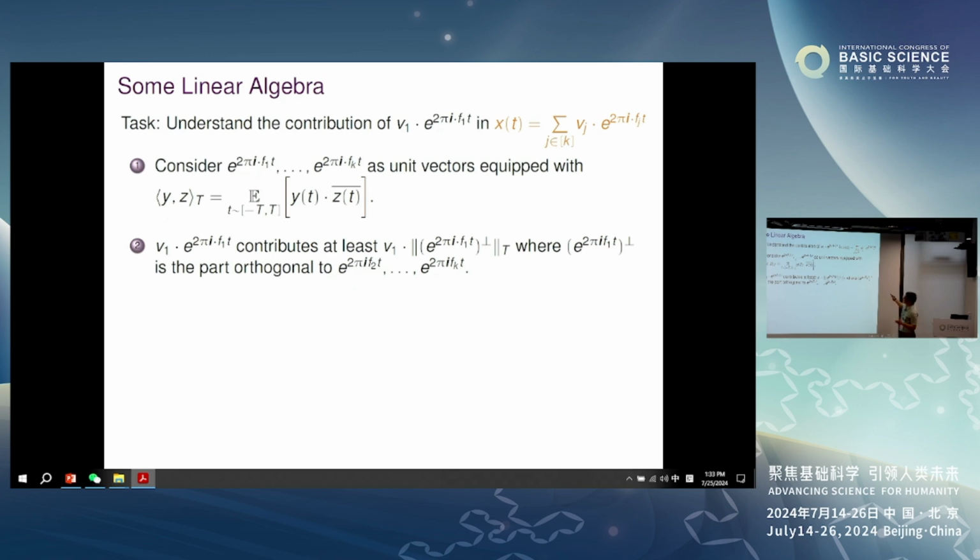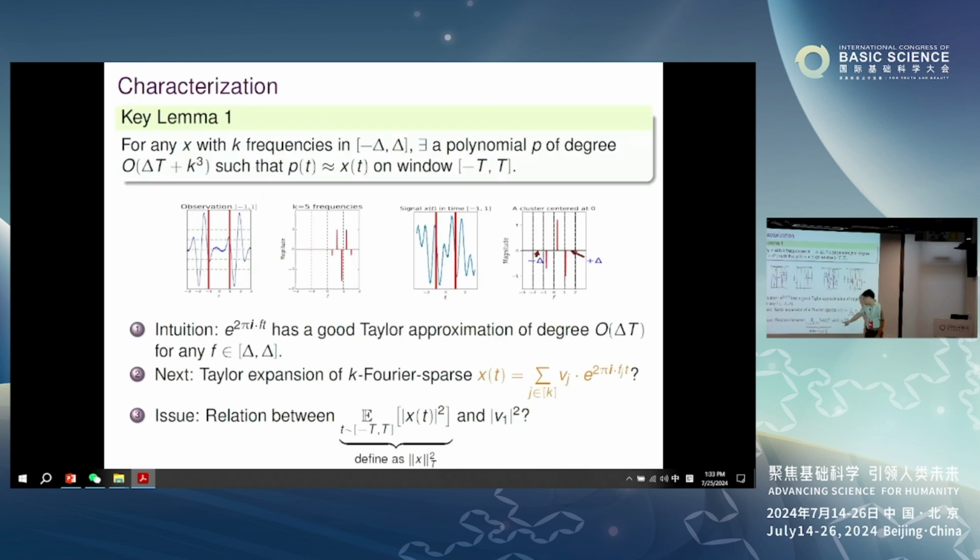The basic thing is we want to think of xt as a linear combination of k wave functions. Then I would like to think of each wave function as a unit vector, equipped with this expected inner product. This matches our definition of the expected L2 norm. So xt is just a linear combination of these k unit vectors.